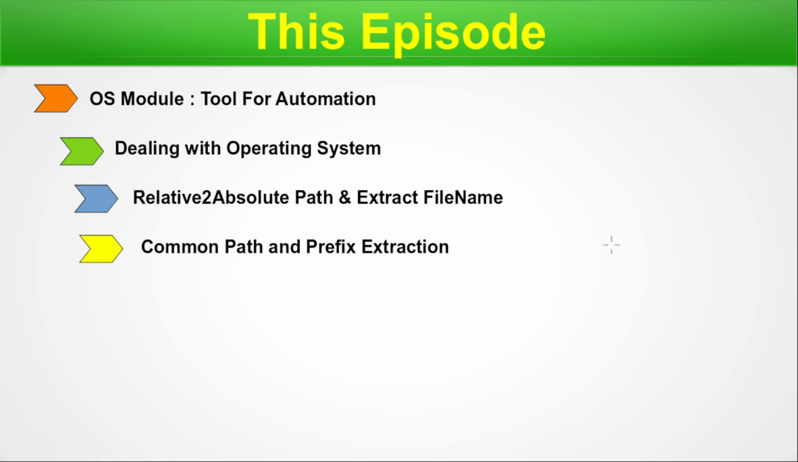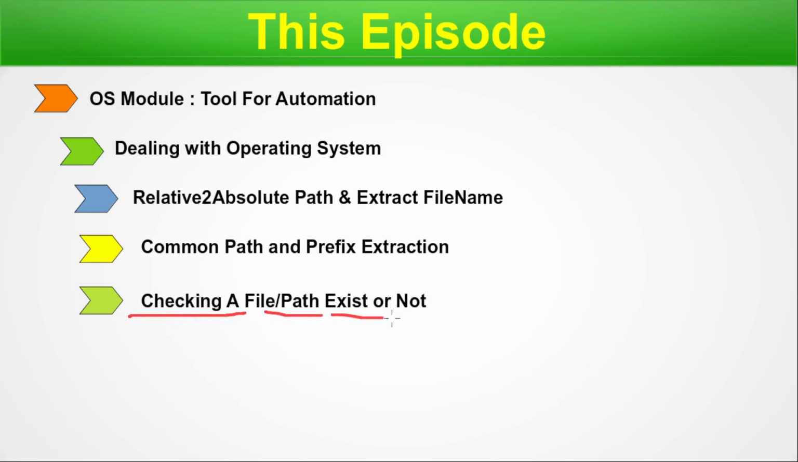Generally, this group of paths can be received from an environment variable while doing the automation for your VLSI tools through Python. Next, checking of a file or path, whether it exists or not. That means for the given path, whether it is an absolute path or a relative path, we will use Python code that will ensure whether that particular file or path does exist or not.